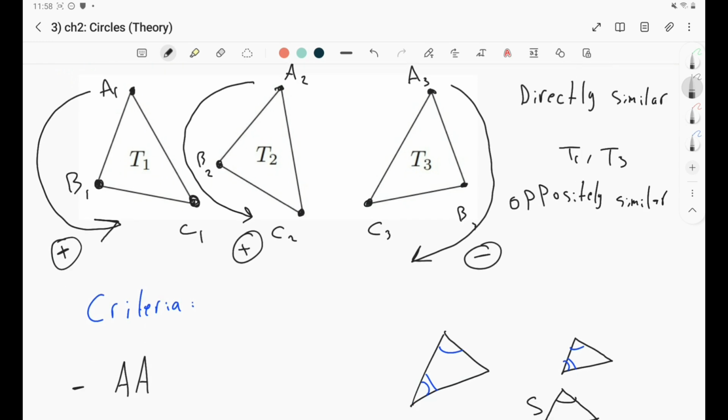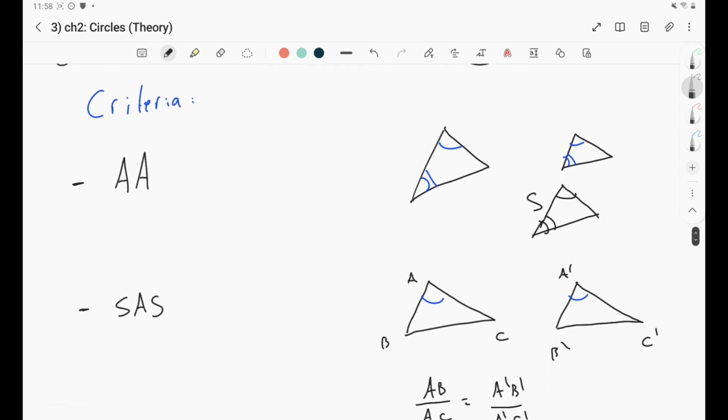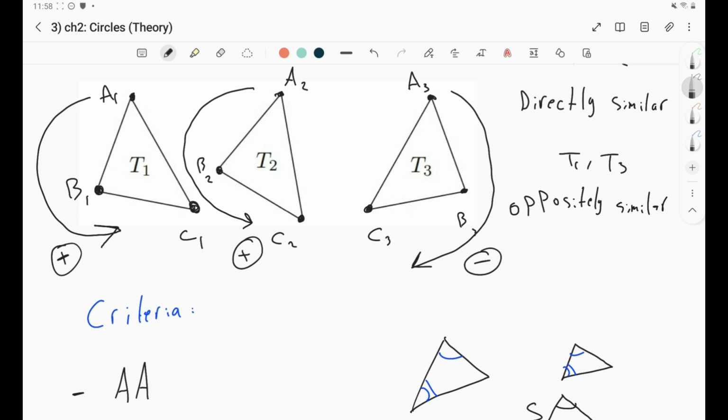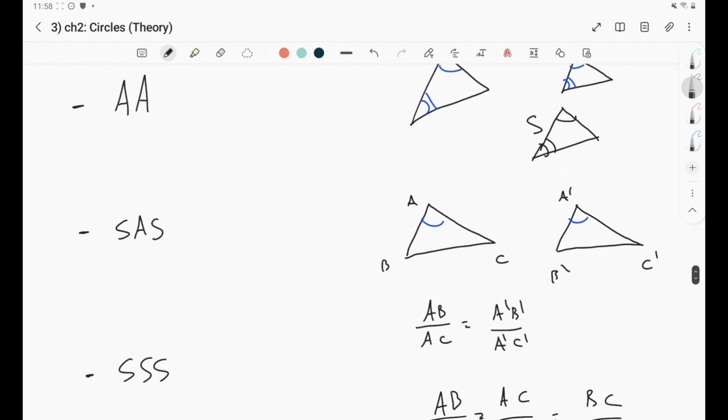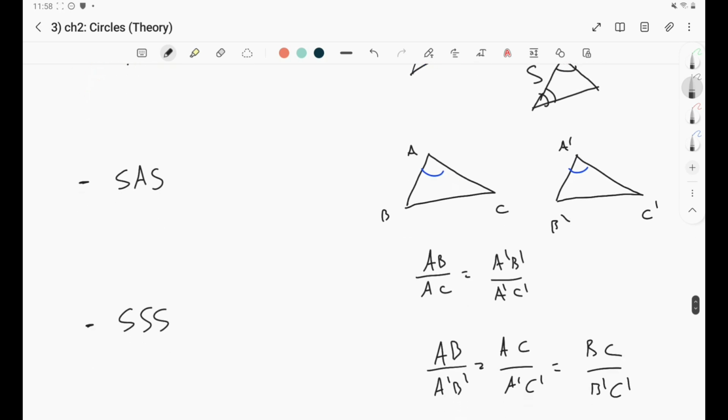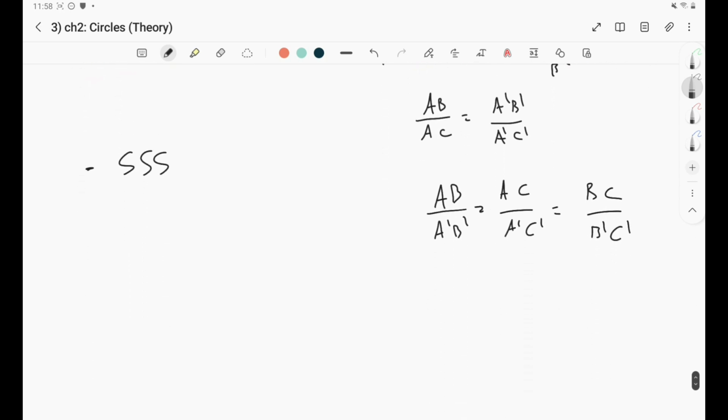Okay, anyway, this is just for you to know the orientation: what it means to be directly similar or oppositely similar. And we already discussed the criteria of how to show two triangles are similar, because this appears a lot in math Olympiad geometry problems. Now let's move on to our next idea.